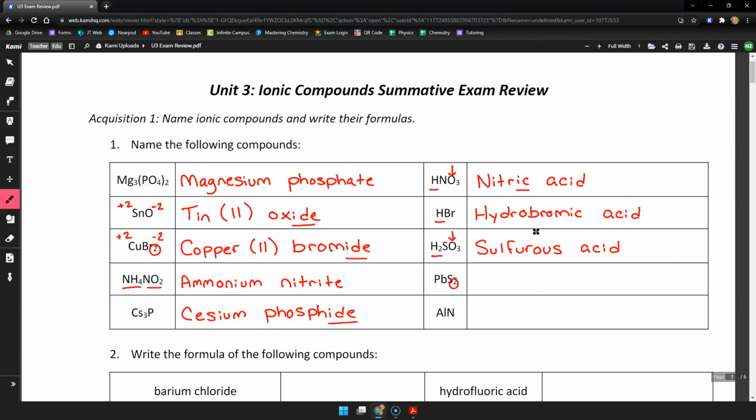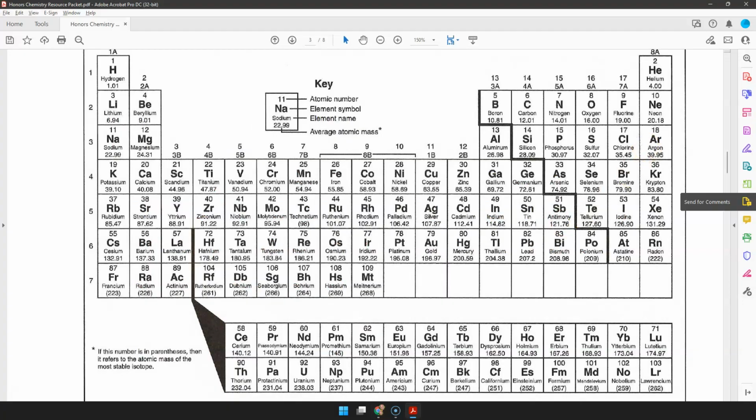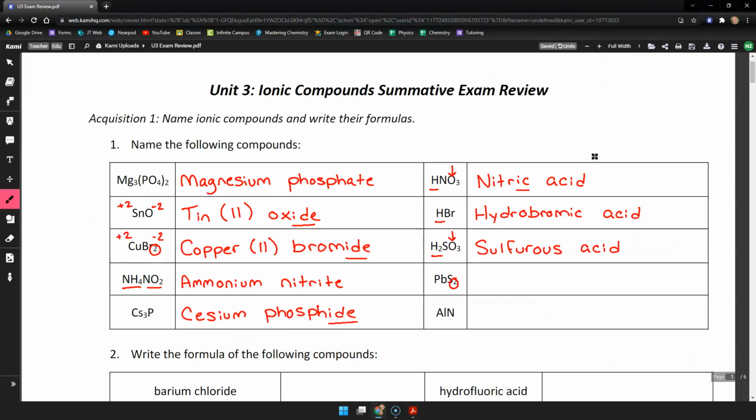So it's attached to sulfur, and there are 2 of them. Sulfur is right here. It's in group 6A. So remember, everything in 6A has a charge of -2. They need 2 more valence electrons to get to 8. So if there's 2 of them, 2 times -2 means we have a total negative charge of -4. So lead has to be +4.